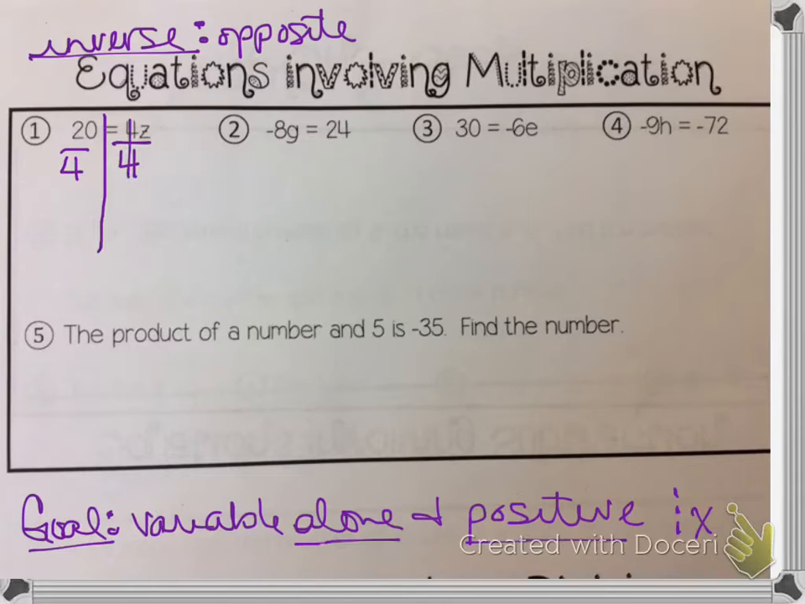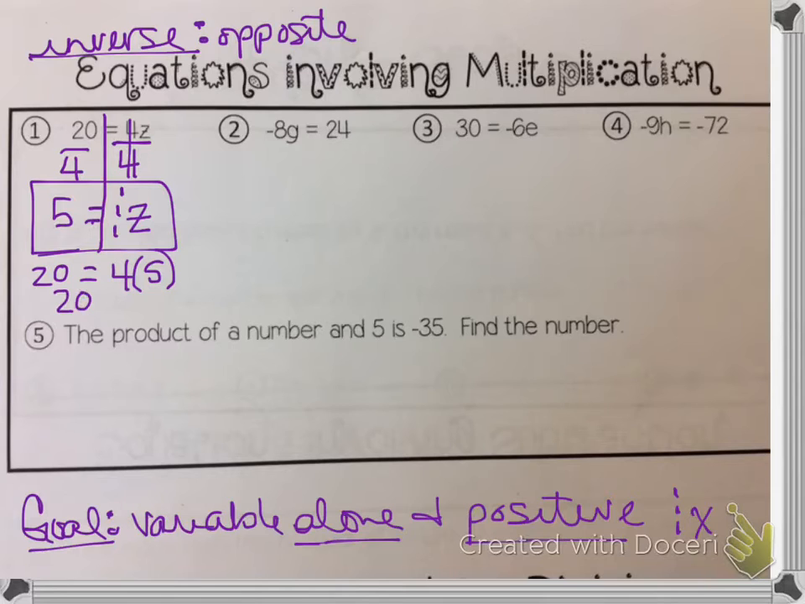If we divide by 4 on one side, we have to divide by 4 on the other. 4 divided by 4 is 1, so technically we have that z alone and positive. And 20 divided by 4 is 5. So our solution is 5, because if I did 4 times 5, I would get 20, which makes my equation true.